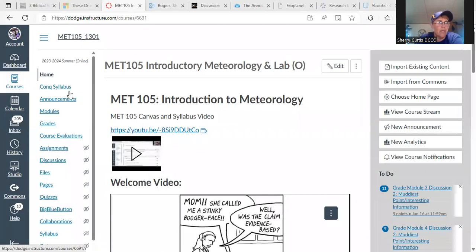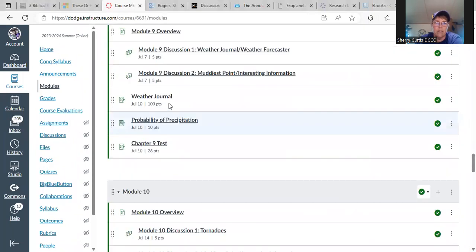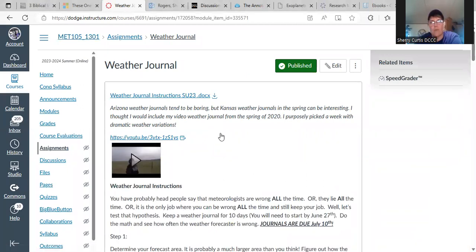And I know the weather journal isn't until module 9, but in the summertime, we will be covering 2 chapters a week up until module 9. So this is going to go faster than you think. So if you go to modules and you go down to, whoops, the weather journal, open that up. And basically, what you're going to do is keep a weather journal for 10 days.